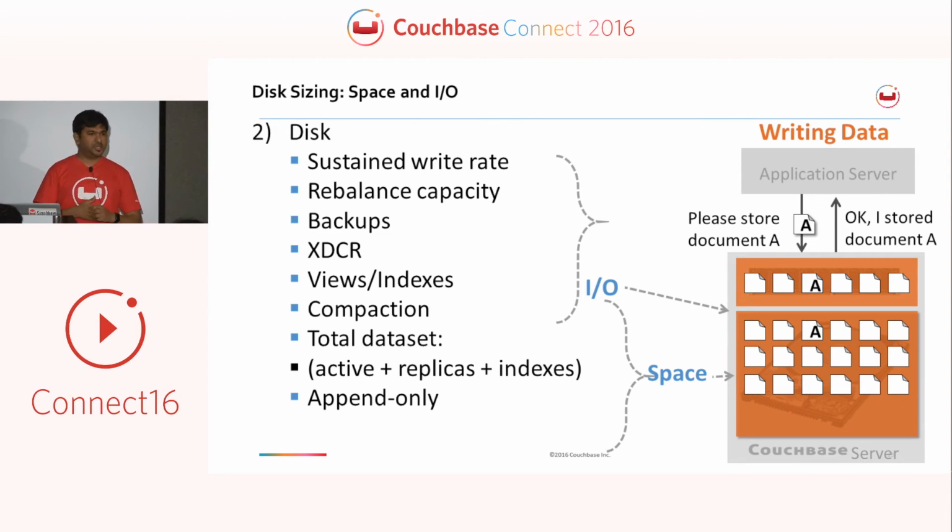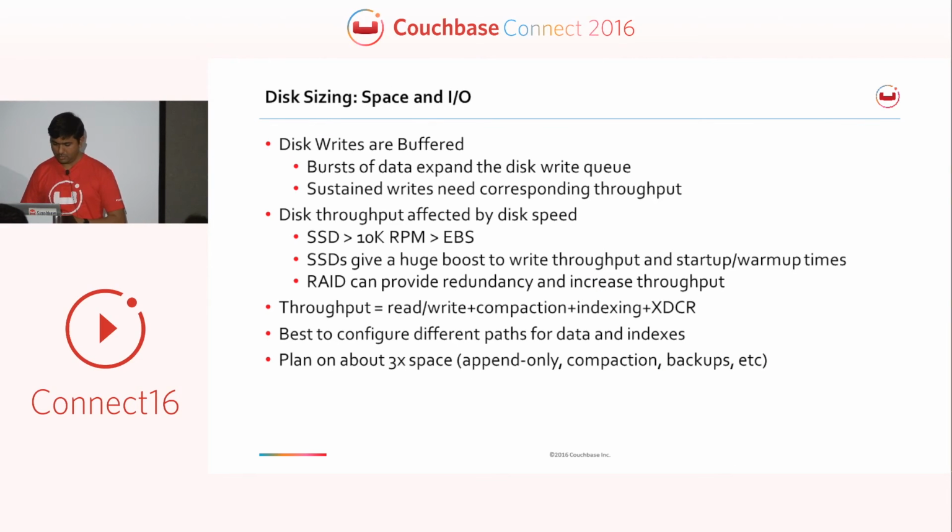And space is usually not a problem, but if you're in AWS or any cloud, you have to make sure that you have sufficient headroom for the disk. You should try to size it 3x your data. So you're good. That's why we had to include it. You should keep in mind that it's a combination of active data, replica data, and the index data.